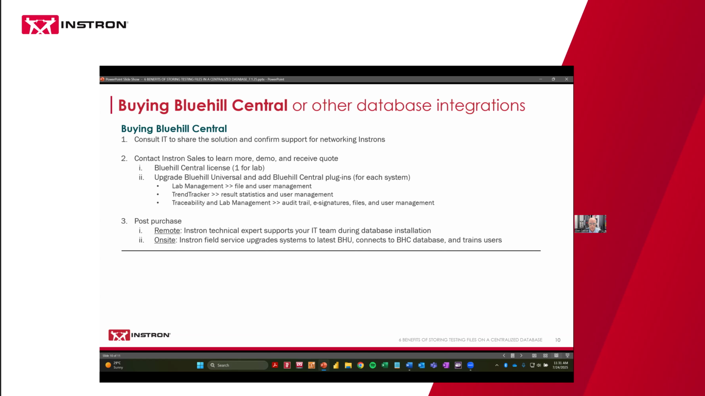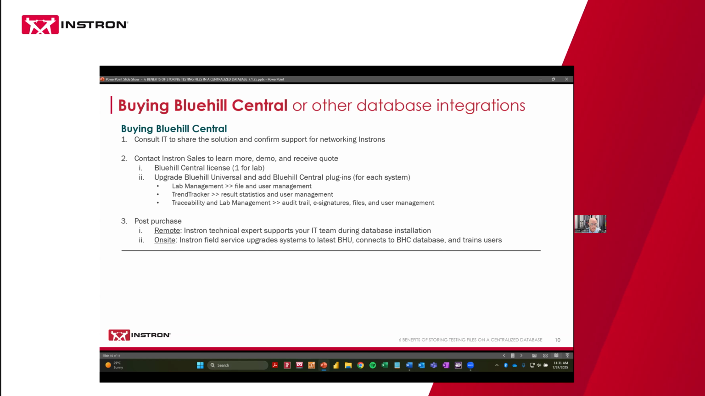If you could have one lab, you could have multiple labs that are talking to that same Bluehill Central server and database. So you just need one of those. And then the equipment in your lab, the Instron machines, their Bluehill Universal licenses will need the latest Bluehill Universal with a plugin to connect to Central.